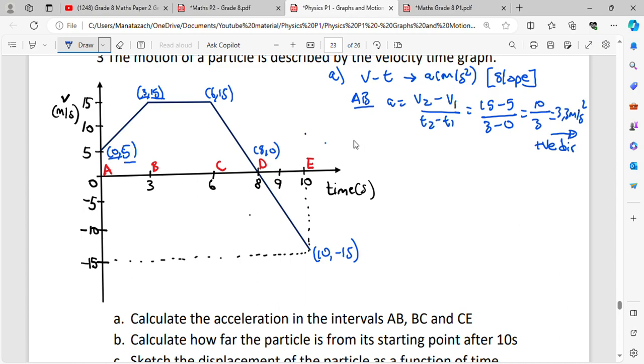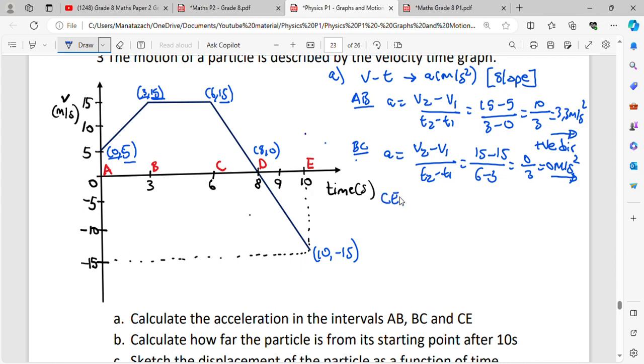Now for BC, acceleration is V2 minus V1 divided by T2 minus T1. In this case, you have 15 minus 15, then 6 minus 3. So you can see that the acceleration will be 0 between BC.